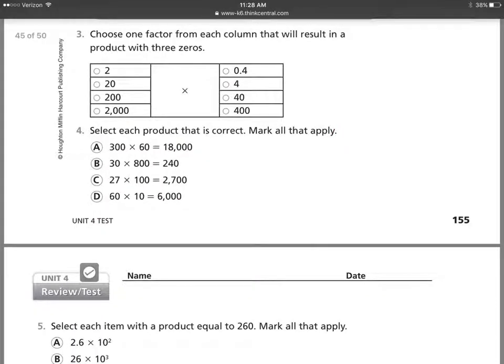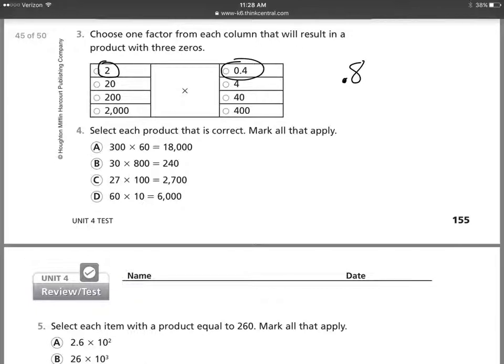Number 3 asks you to choose a factor from each column that will result in the product having 3 zeros. You're going to need to play around with these numbers and try some things to see if they work. For example, we might take the number 2 and try to multiply it to 4/10, in which case you would get 8 and move the decimal one time, and you would see that that doesn't result in any zeros, so that's not going to be a good combination.